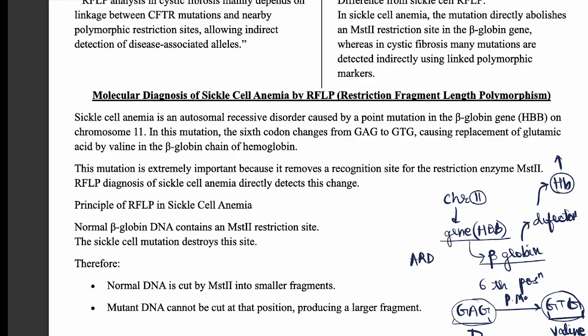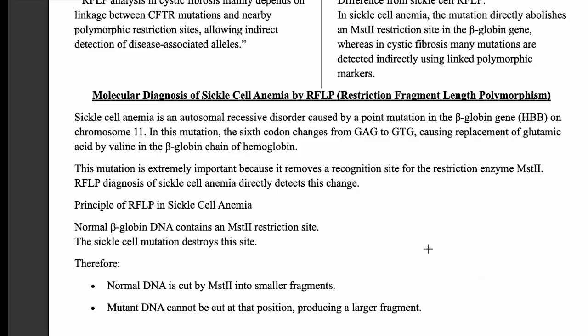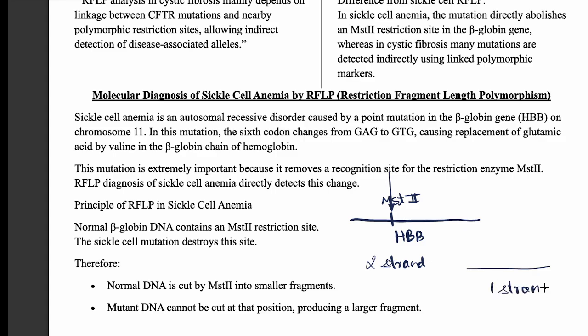Now, one very important thing to note here is what happens once the mutation occurs. Suppose this is a normal chromosome number 11 and this is the normal HBB gene. There is a site which is called the MstII restriction site. In the mutated form, this MstII restriction site is removed. So once you are doing the digestion, here the digestion will occur, but here no digestion occurs. As a result, here we get two fragments, which is actually the normal case, but in the mutated form we only get one fragment.